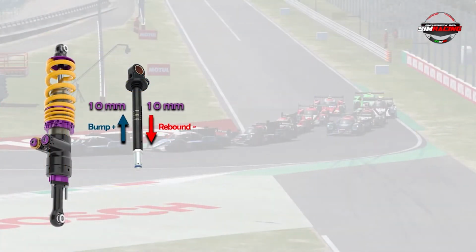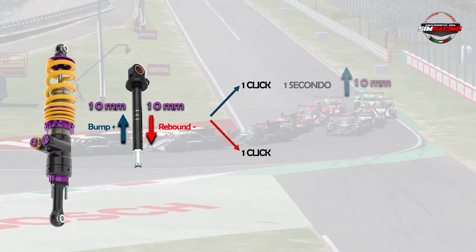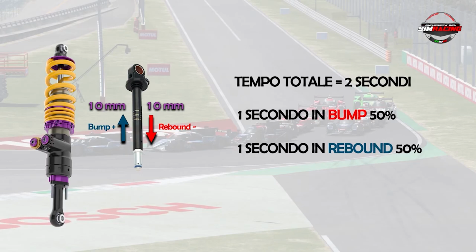Suppose a damper moves 10 millimeters in both compression and extension. If we set one click of bump and one click of rebound, assuming equal damper forces in both directions, the damper will take 1 second to compress 10 millimeters and another second to extend 10 millimeters back to its original position. In this scenario, the total damper operation time is 2 seconds, evenly split, 50% in bump and 50% in rebound.